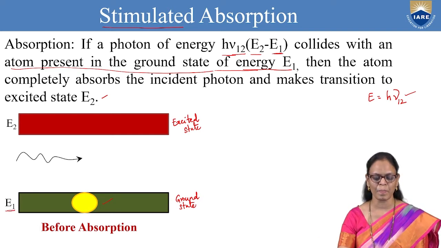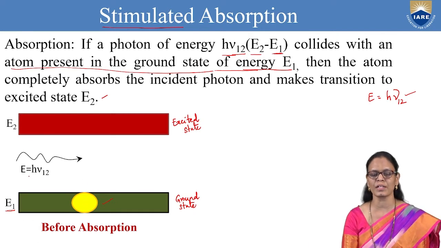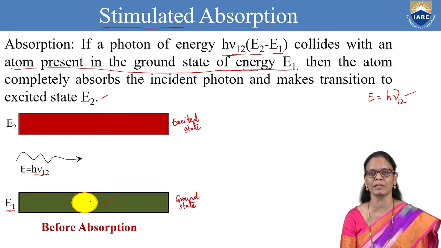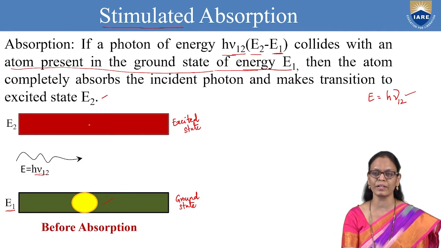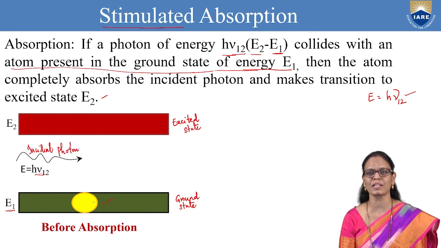Then what happens when a photon is incident? When a photon collides with this atom, what is the energy of the photon? The energy of the photon is given by E is equal to h nu 12. We have to supply a minimum energy, which is the difference between the two levels, for this atom to make a transition into the excited state. So this is the photon that is incident. We call it the incident photon, or I can say it is the stimulation that we are supplying to this atom.